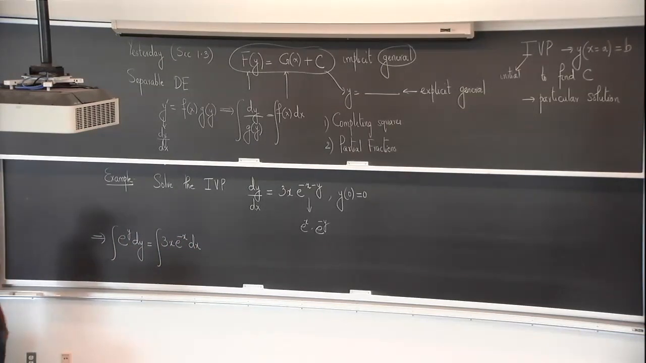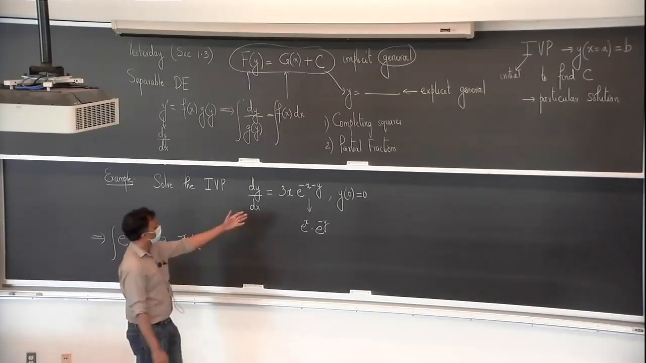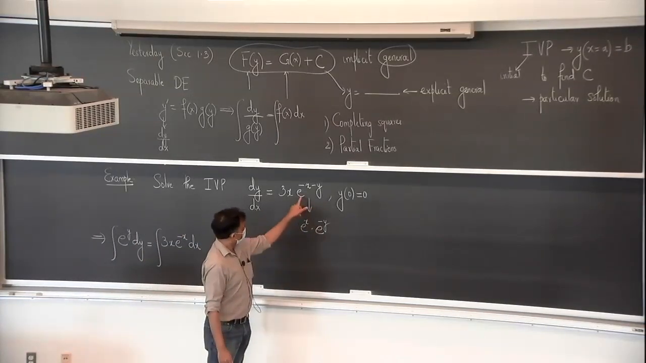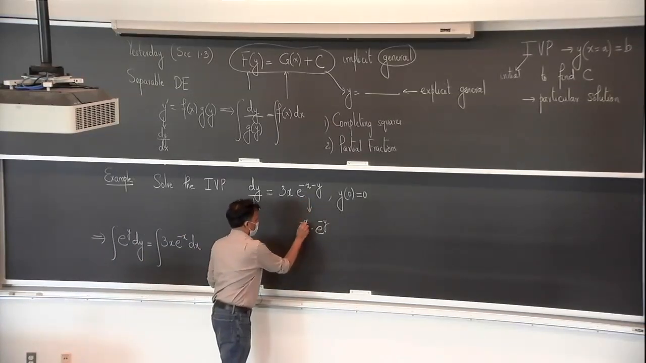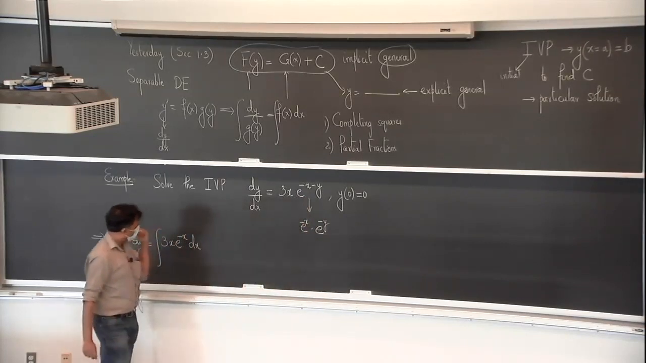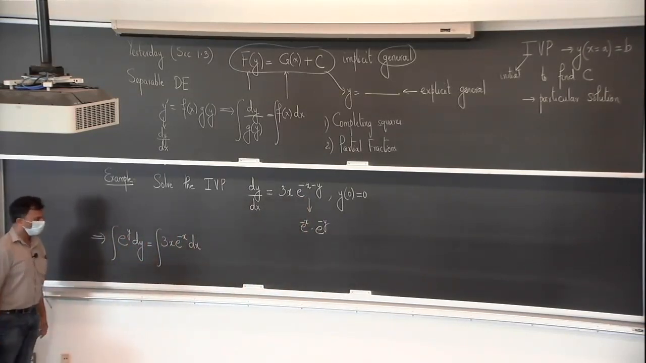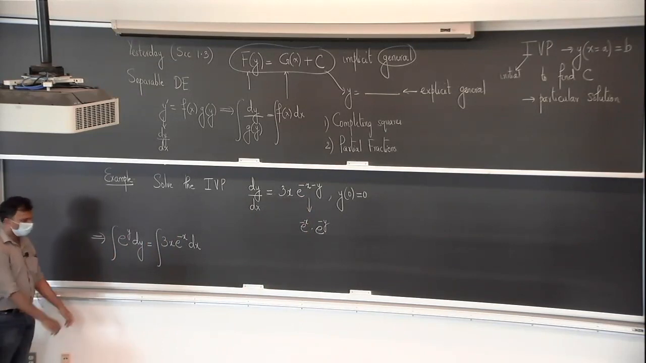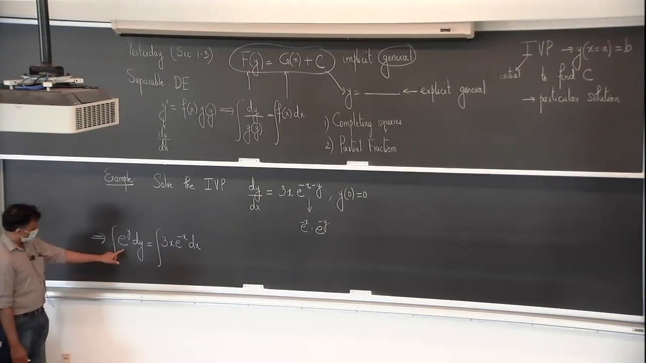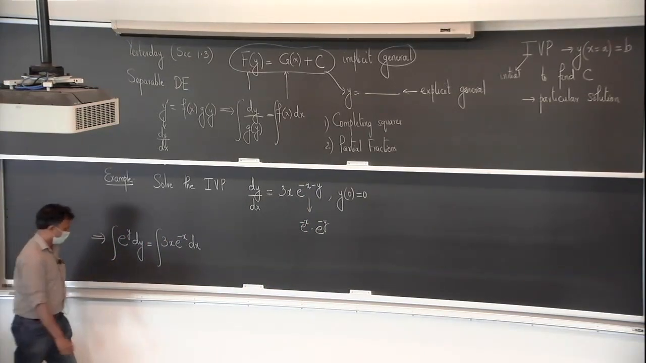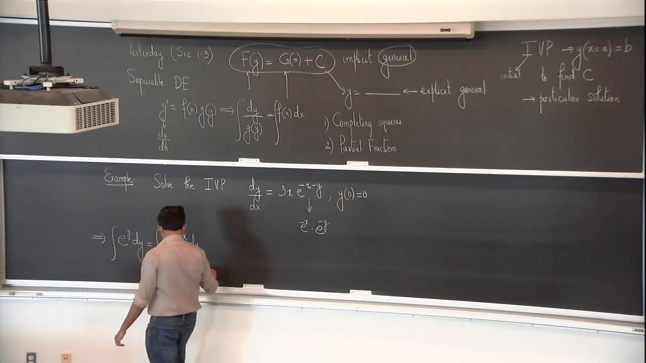So I hope this would be a natural thing to do. Just separate the e to the power of negative x and e to the power of negative y, and you can multiply both sides by e to the power of y so that the functions are separated, right? The left hand side is pretty easy. How do you do this integral here?